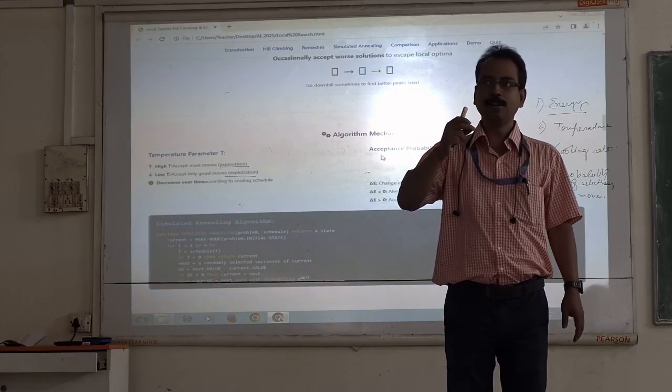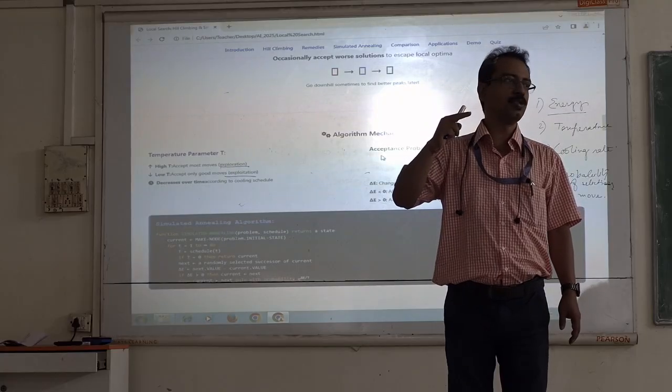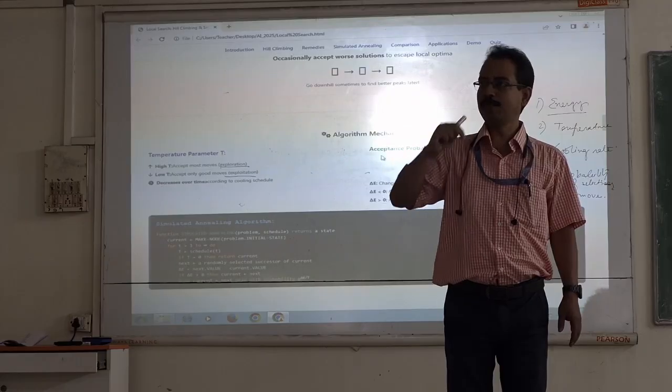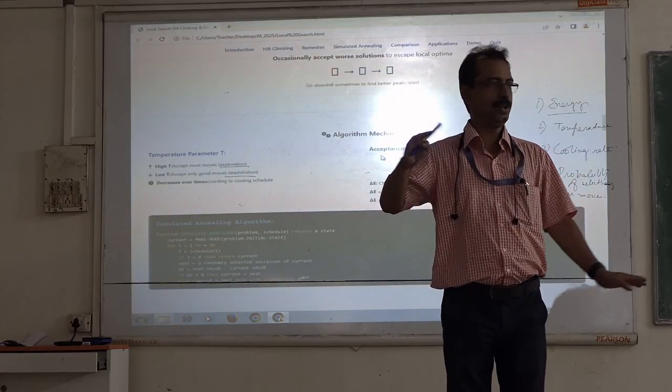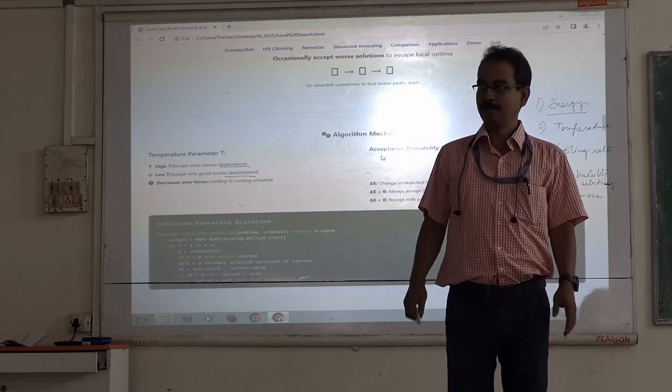Okay. So here the objective function is what? Height from the sea level. This is your objective function. Simple. Okay.